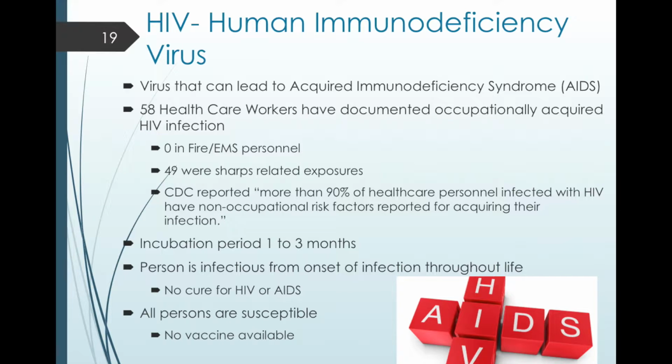49 of the 58 were sharps related. And the CDC made a statement saying that more than 90% of these occupationally acquired infections did have non-occupational risk factors that were reported for acquiring their infection. The incubation period for HIV is 1 to 3 months. Anyone who has HIV is considered potentially infectious from the onset of them contracting it throughout their life. And we'll talk about this a little bit more in depth. There is no cure for HIV or AIDS, but there are some really good medication treatments for them. Everyone is susceptible to it, and there currently are no vaccines available.